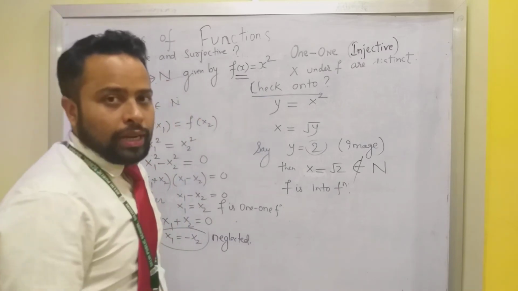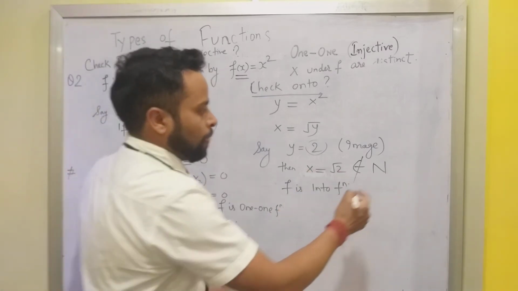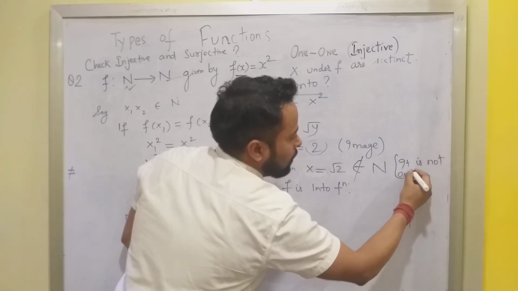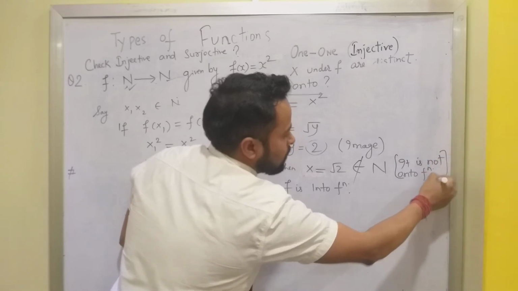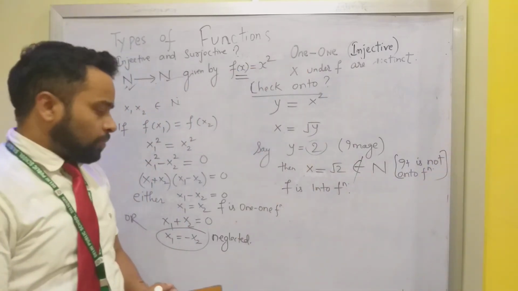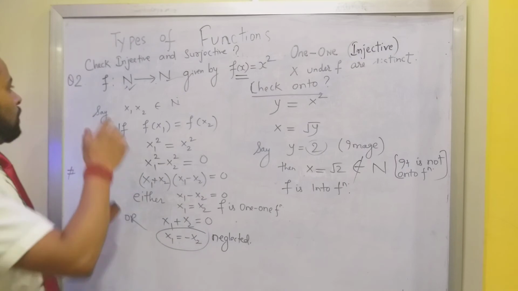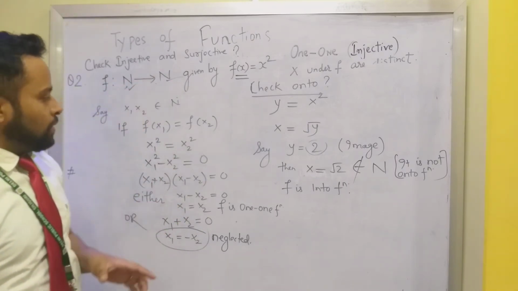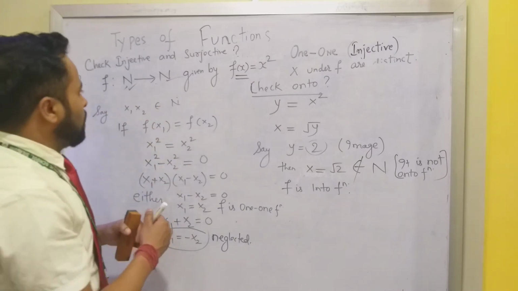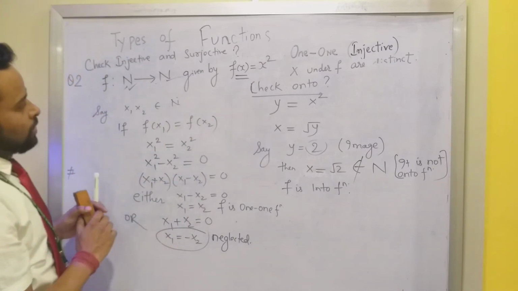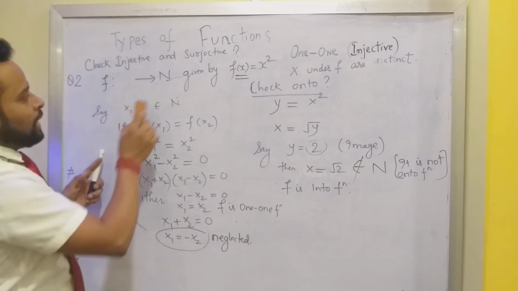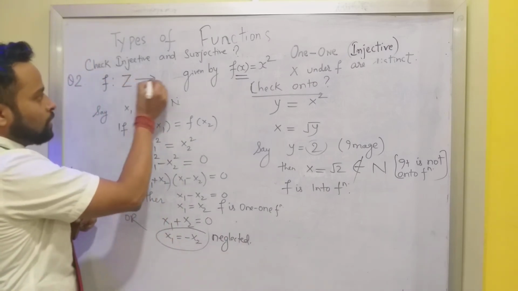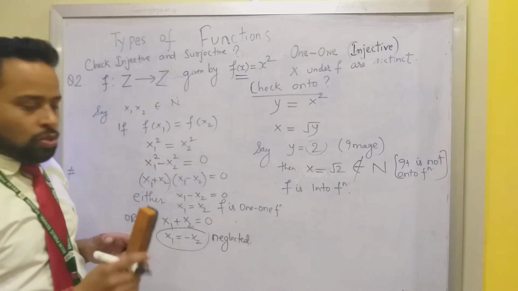I've said into function and onto function. It is not onto. You'll write it is not onto function. So what function is it? It is an into function. Now question number 2 has so many parts. When it starts with N to N, I'm checking this way. If I go for the same question Z to Z, I'll just make a few changes only. Z means integers to integers.